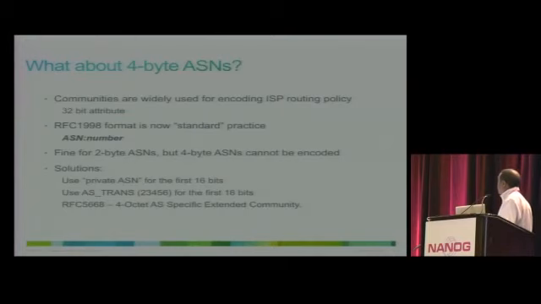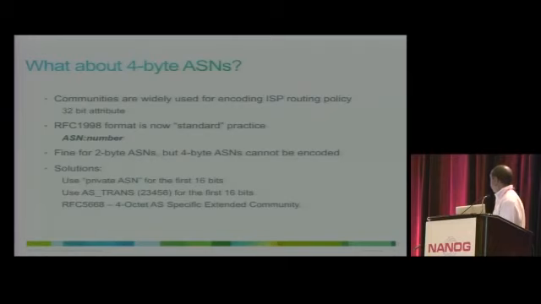Another one is to use the AS_TRANS AS number, which is 23456, to represent a 4-octet ASN. But both of these have problems. The first one may conflict with other service provider ASNs because they may use the same private ASN number. The second one may conflict with other service providers because they may have a 4-octet ASN and you are using the same first part.